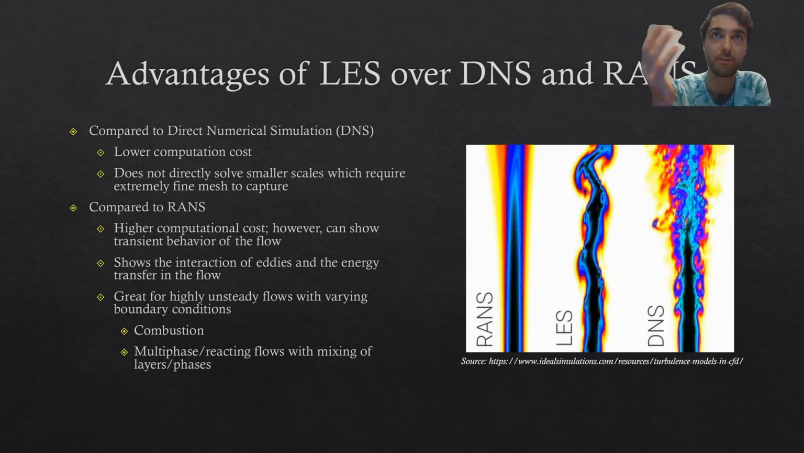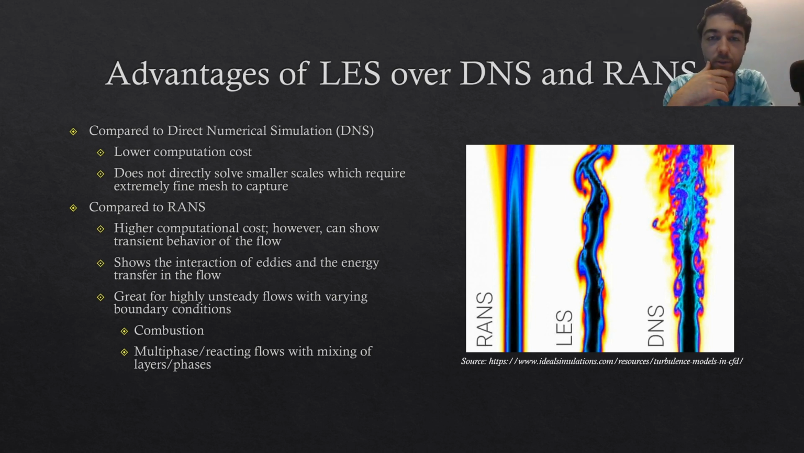So if you have to generate a mesh fine enough, you will end up with millions or perhaps billions of cells. Instead of resolving these small scale eddies, large eddy simulation models them, hence you save computational energy. So it gives you a balance between direct numerical simulation and the Reynolds averaged Navier-Stokes. However, compared to RANS, obviously it has more computational costs as it involves direct numerical simulation, yet it can show transient behavior of the flow.